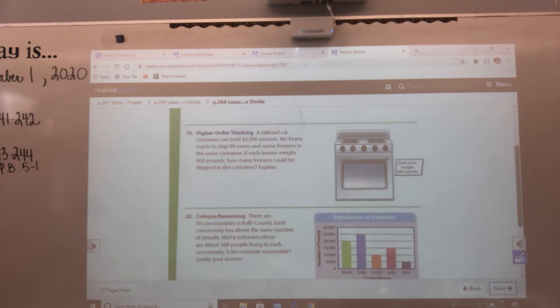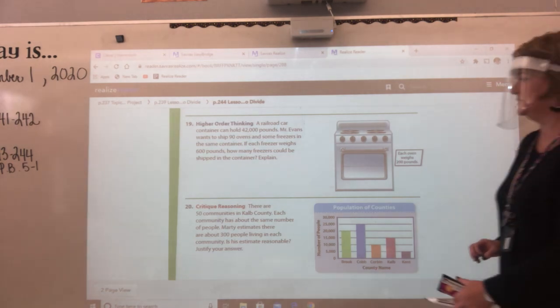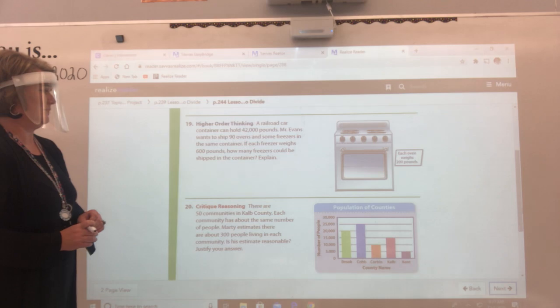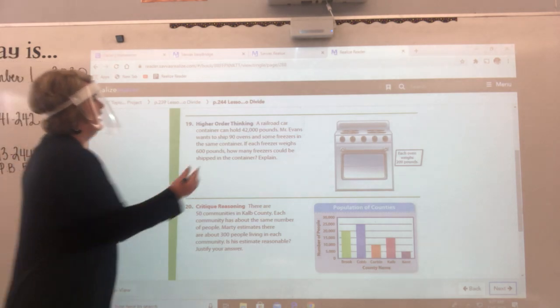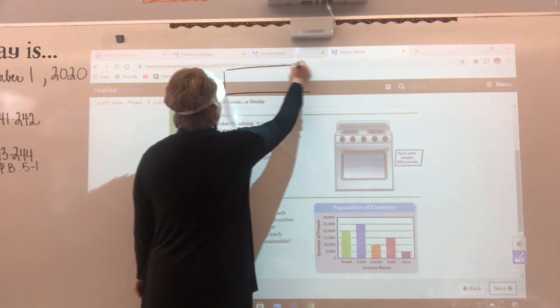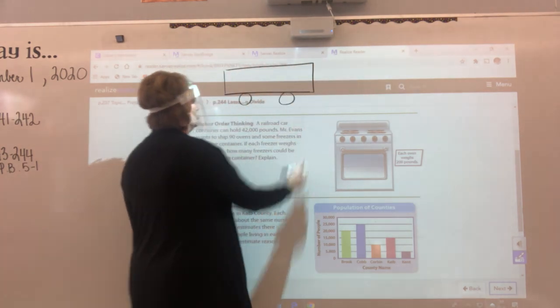A railroad car can hold 42,000 pounds. Mr. Evans wants to ship 90 ovens and some freezers in the same container. If each freezer weighs 600 pounds, how many freezers can be shipped in the container? I want you to draw on your paper a railroad car, and I know I'm not a good artist by any means, but something like this.